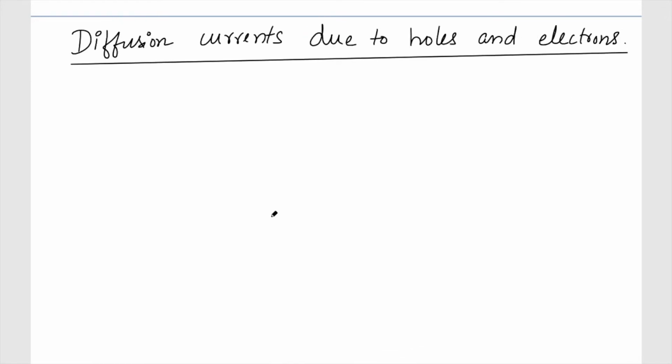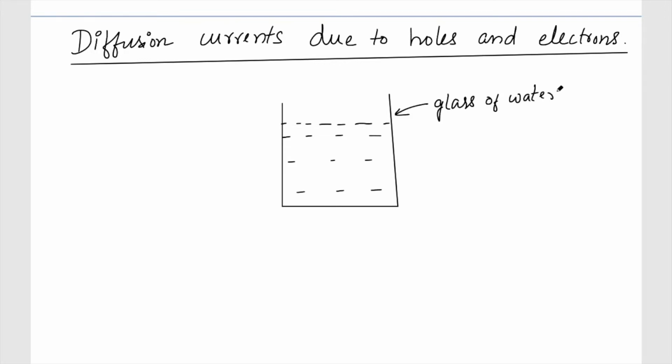So now let's discuss the diffusion current due to the holes and the electrons. So what is a diffusion current? Imagine I have a glass of water. Now if I drop an ink drop, something like this, this ink is going to spread inside this clear water. We'll see that this is spreading. So this phenomenon is called diffusion.